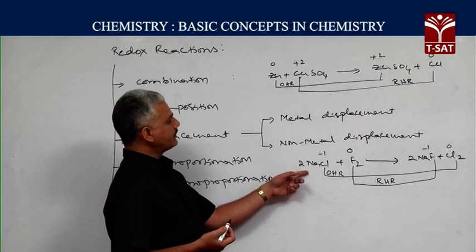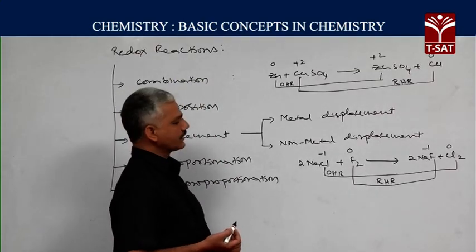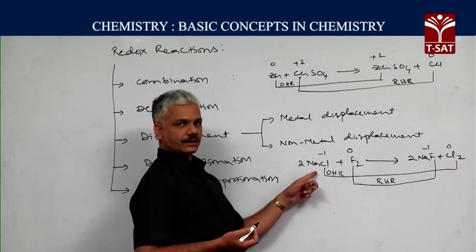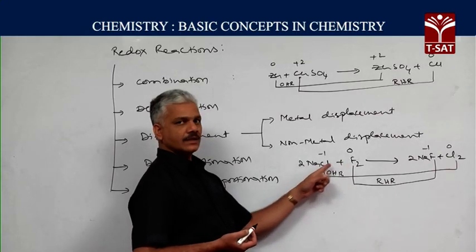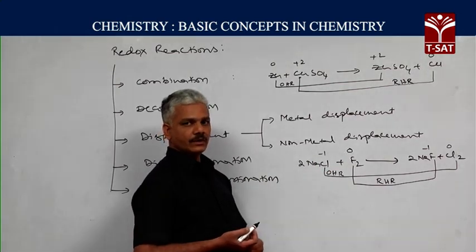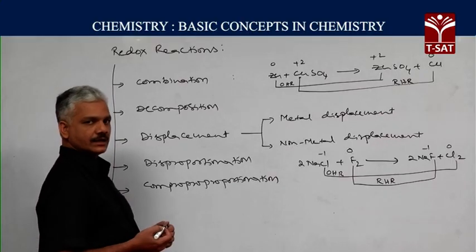This is an example of a non-metal displacement redox reaction. Here fluorine is more electronegative than chlorine, hence it can displace chlorine from its compound in the form of chlorine. This is a non-metal displacement redox reaction.